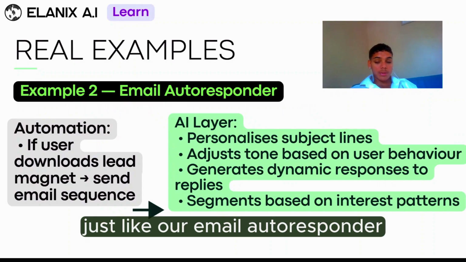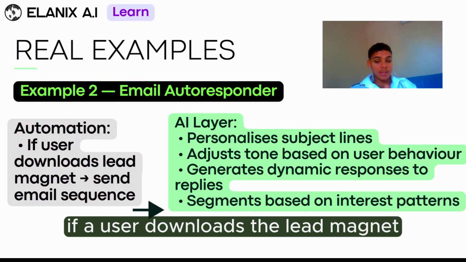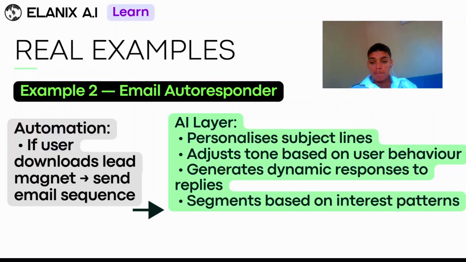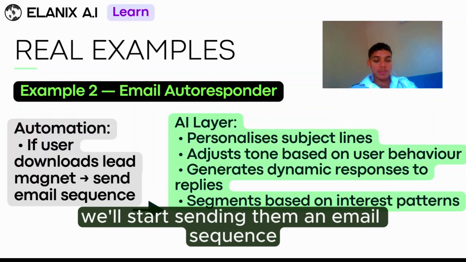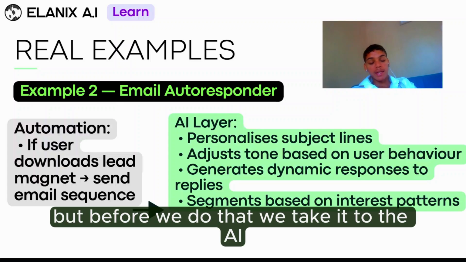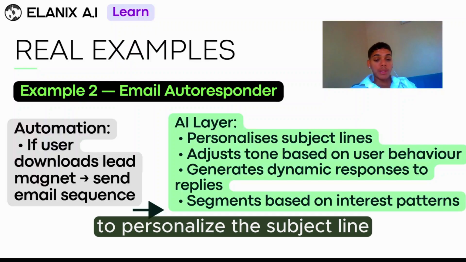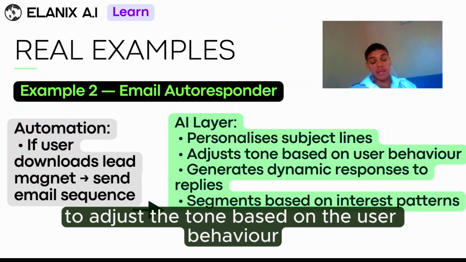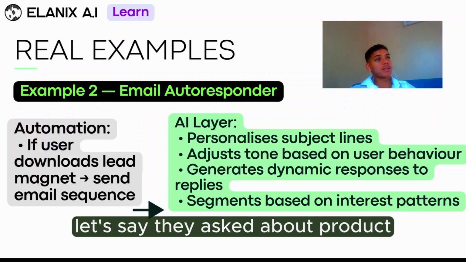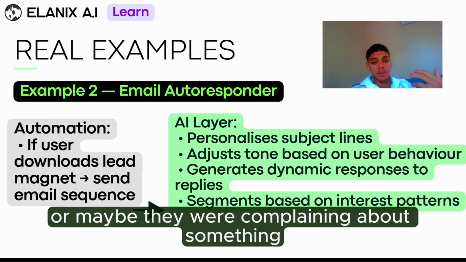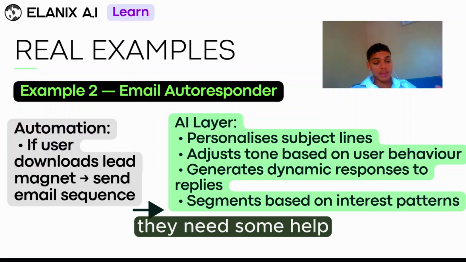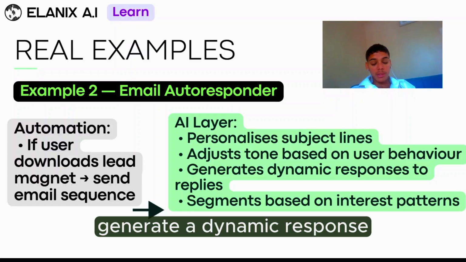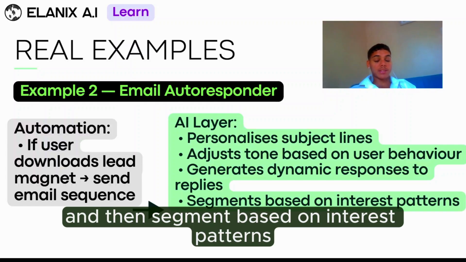Just like our email autoresponder, if a user downloads the lead magnet, or if they put their email into one of our chatbots, we'll start sending them an email sequence. But before we do that, we take it to the AI layer with the intelligence to personalize the subject line, to adjust the tone based on the user's behavior. Let's say they asked about a product, or maybe they were complaining about something, they need some help. We're going to adjust the tone based on that, generate a dynamic response, and then segment based on interest patterns.